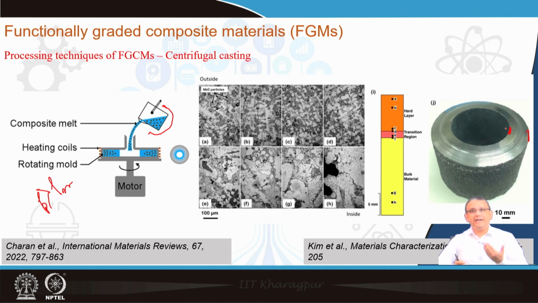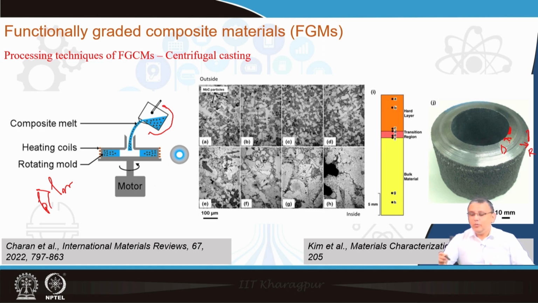And this typically happens because in any casting, as you know, we always have pores or air bubbles, and these are lighter than the metallic melt. So, during centrifugal casting these defects tend to come towards the inner side, and all the reinforcements go to the outer side. So, the outer region will have more reinforcement, and the inner region will have more defects and pores.